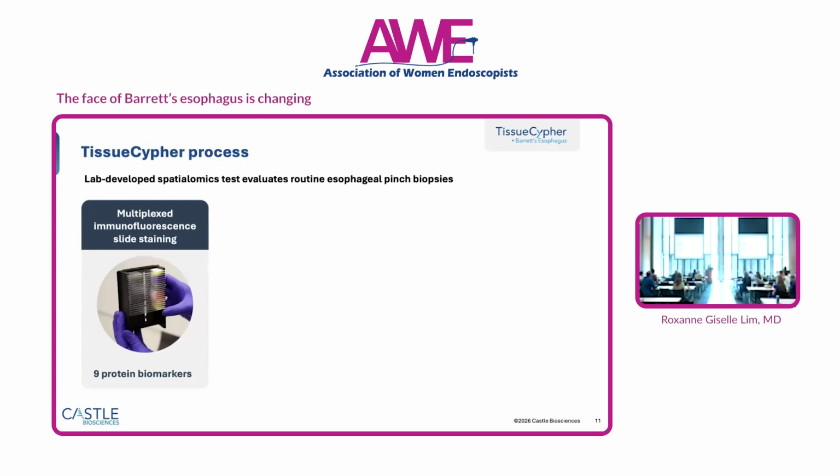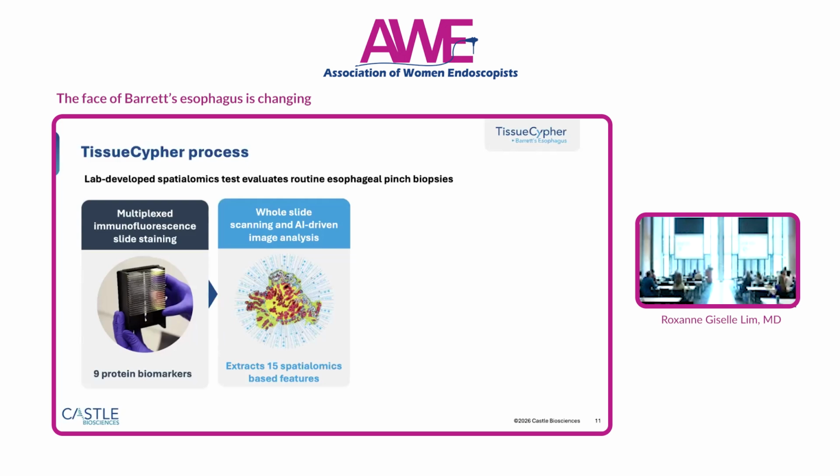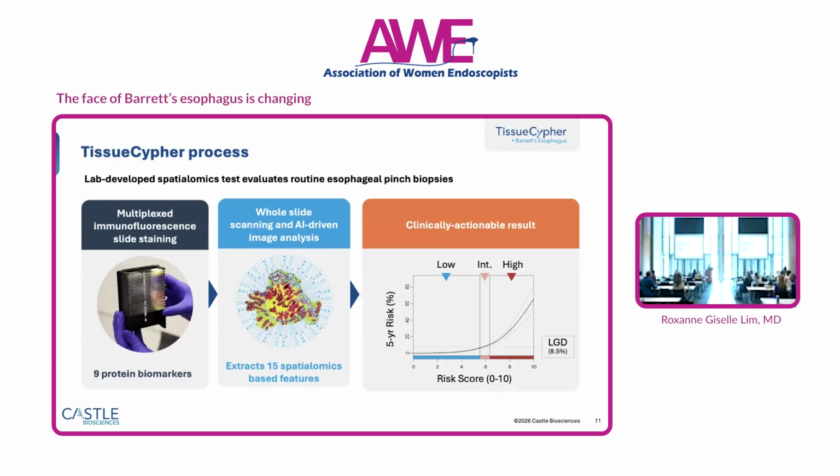So what we do is we take our biopsies on EGDs. The slides show Barrett's esophagus. These slides get sent to their lab in Pittsburgh for immunofluorescence and slide staining. They obtain the 9 protein biomarkers. They do whole slide scanning and AI-driven image analysis, and it spits out a clinically actionable result. This result will guide us in clinical management, whether the patient has a low-risk, intermediate-risk, or high-risk score.